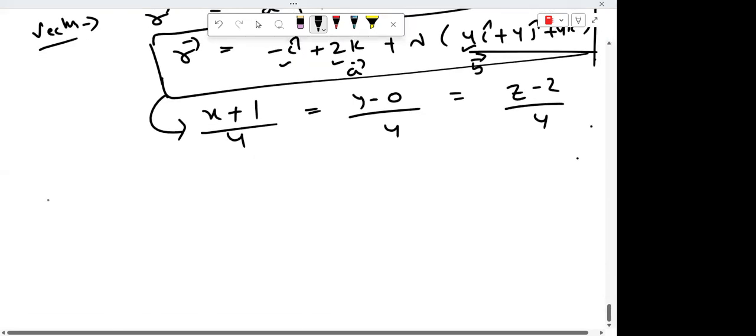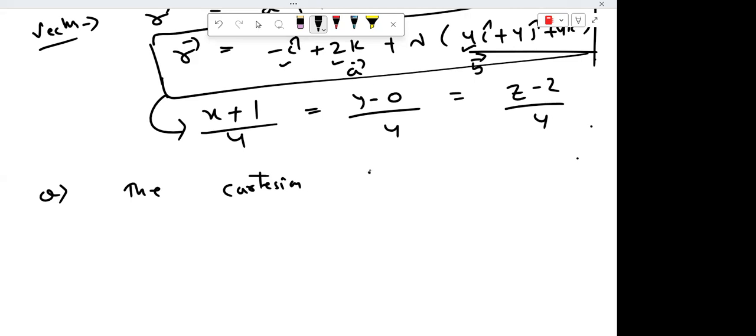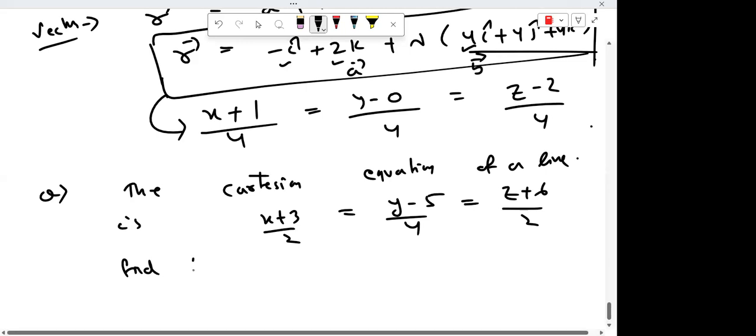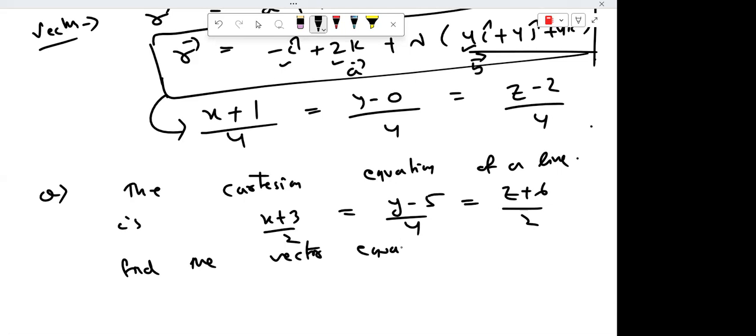One more question. The Cartesian equation of a line is (x plus 3) by 2 equals (y minus 5) by 4 equals (z plus 6) by 2. Find the vector equation for the line. Okay.